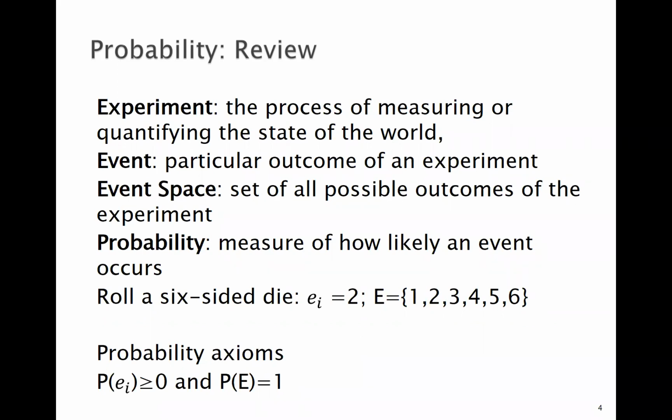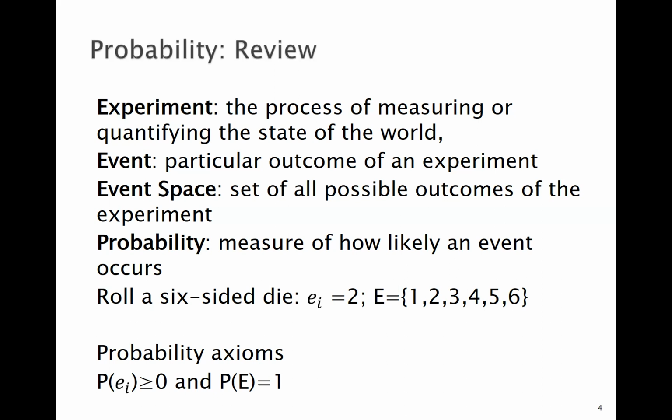And the outcome of an experiment, so the particular voltage level that we measured once we conduct an experiment, is going to be an event. And if we consider all possible outcomes of the measurement, we simply form our event space. And probability is a measure of how likely one or more of these events occur.